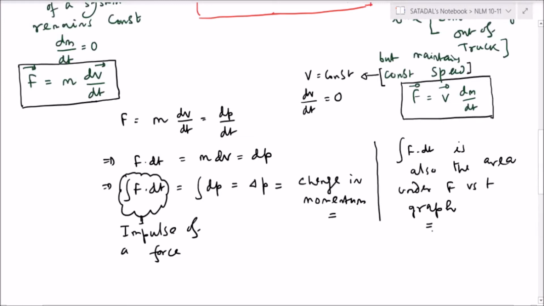Right? So the area under the f versus t graph, what does it represent? Impulse, and thus it must be equal to what? Delta p.